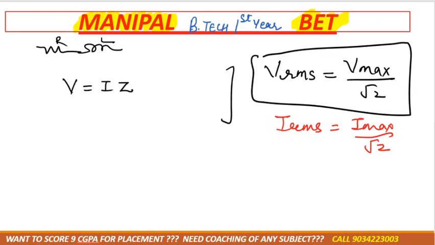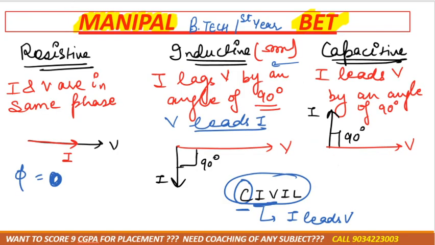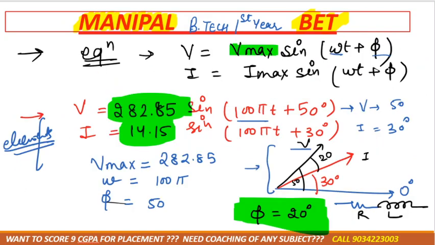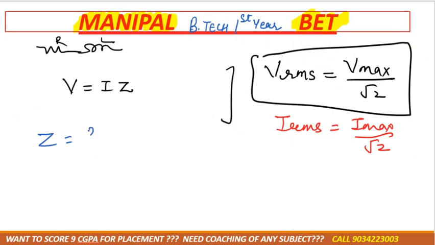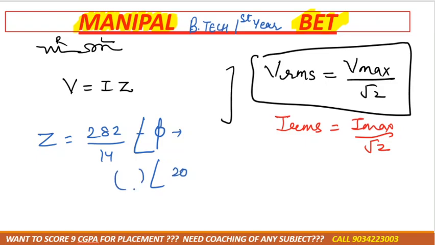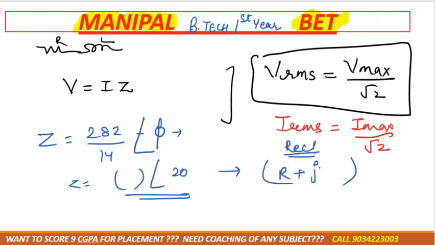Now V by I, we can get Z, right? That is 82 divided by 14, and the angle is phi. The phi angle we already calculated, that is 20. We need to convert this into rectangular form, then we'll get the values for R and XL. And from XL you will get L.